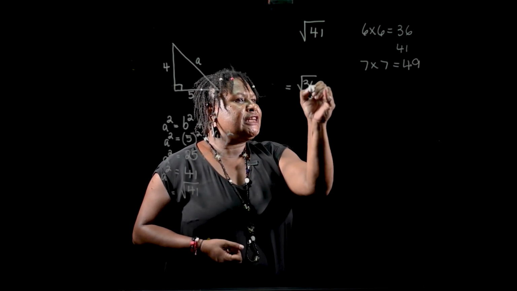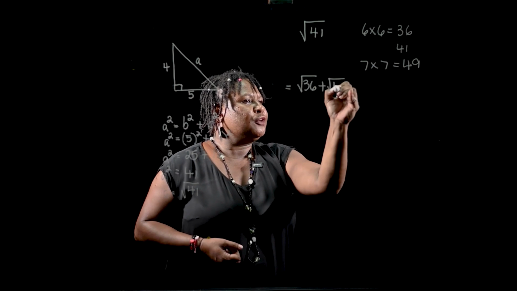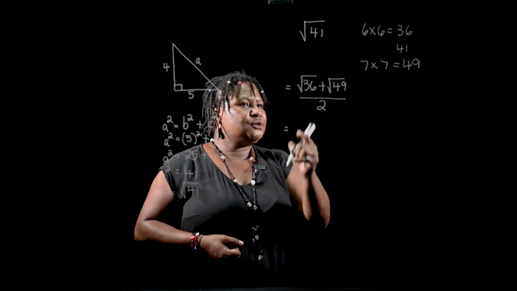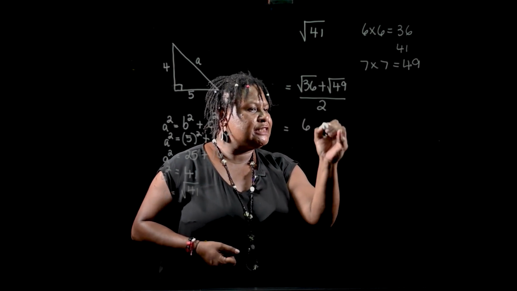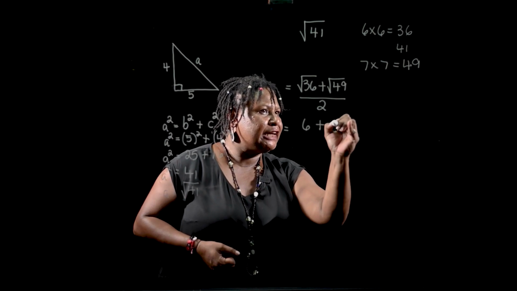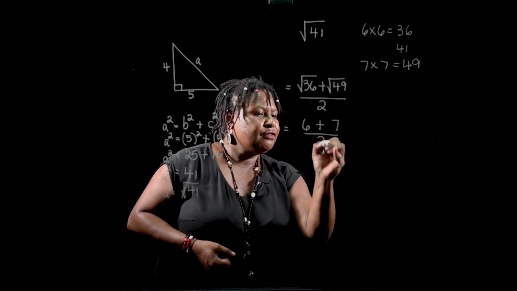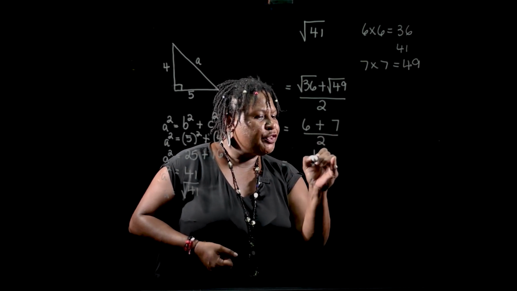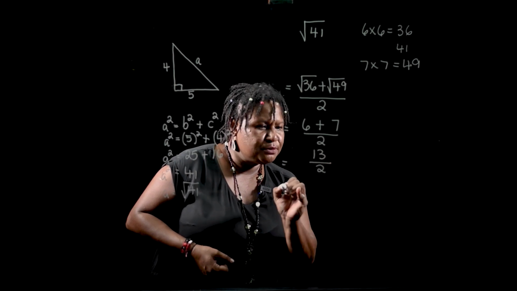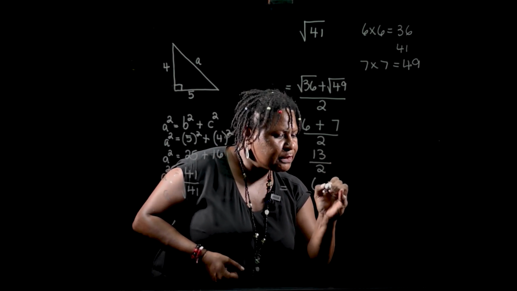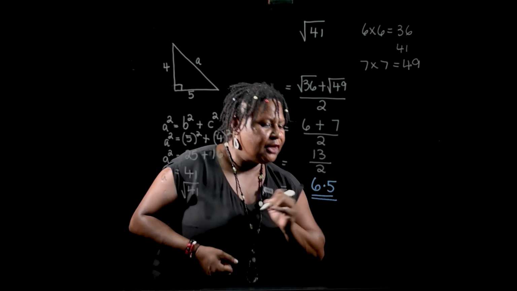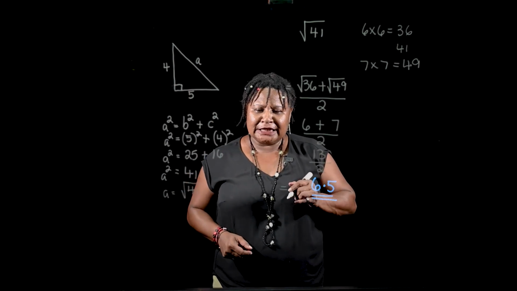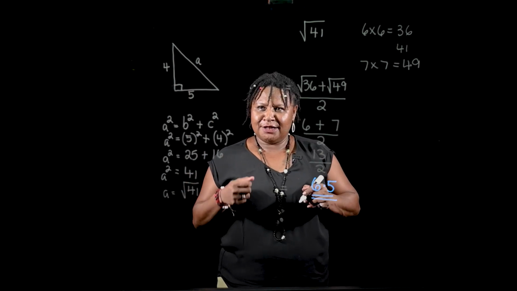Okay, now we're going to add the square root of both those square numbers. So root of 36 plus the root of 49 divided by 2 is equal to: square root of 36 is 6 plus root of 49 is 7, divided by 2. 6 plus 7 is equal to 13 divided by 2, which is equal to 6.5. Okay, so our estimate for the length of the hypotenuse is 6.5 units.